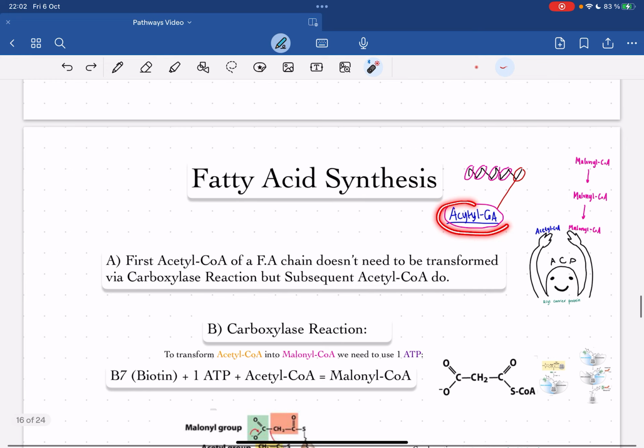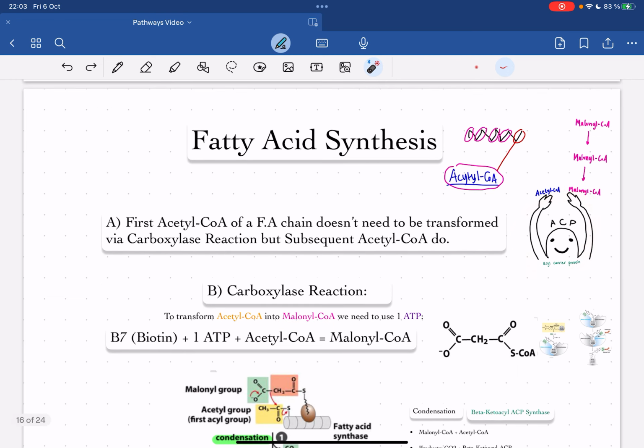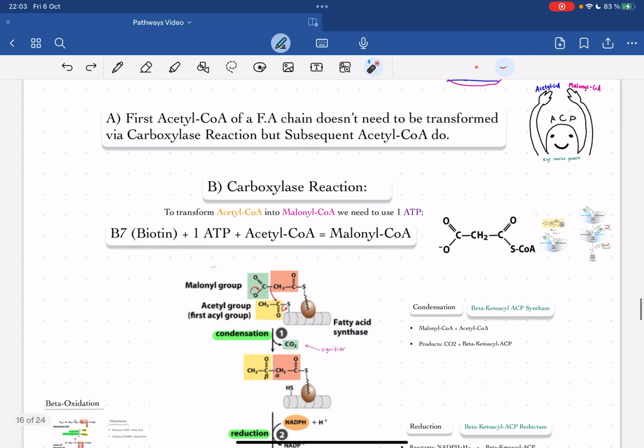And this transformation is called a carboxylase reaction. We transform the acetyl-CoA into malonyl-CoA in order for this little happy guy to be able to just stick the malonyl-CoA into the acetyl-CoA. What is it? Huh?